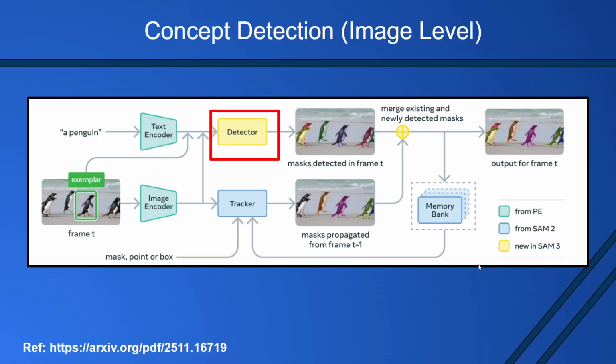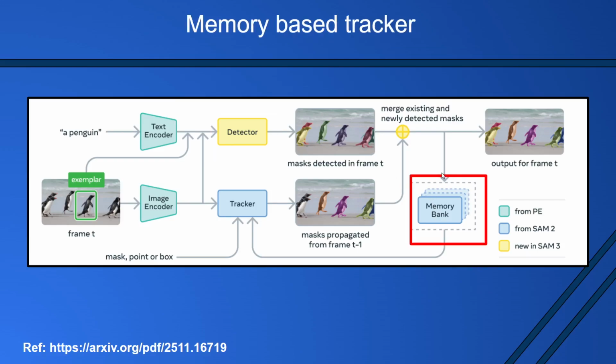For video, Sam3 adds a memory-based tracker. Frames pass through the same vision backbone, and the model propagates masklets, temporal segments, across time. A memory bank keeps track of each object's appearance and masks to maintain identity even when objects disappear or reappear. A matching and update stage merges new detections with existing tracks to ensure consistent IDs across the whole video.